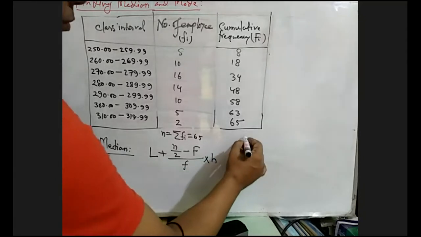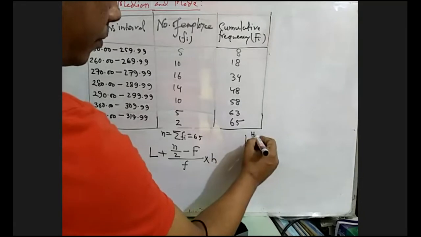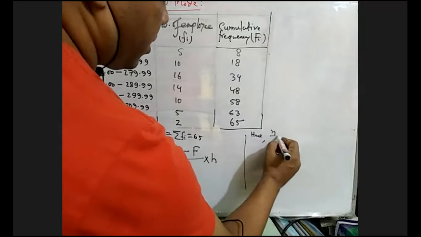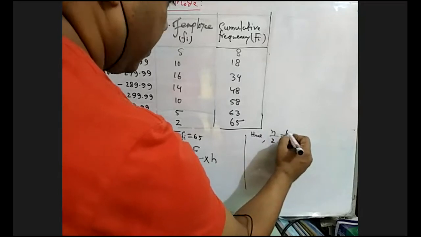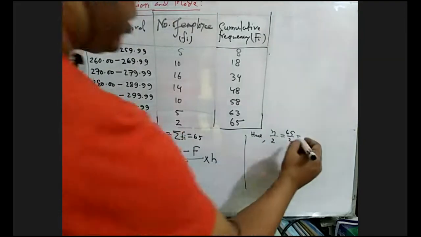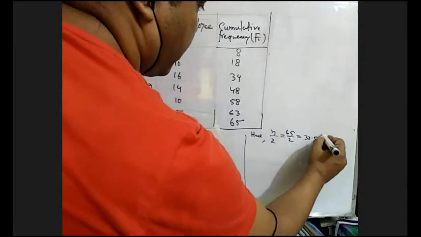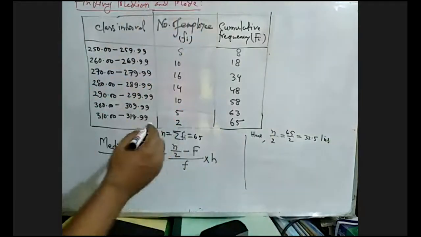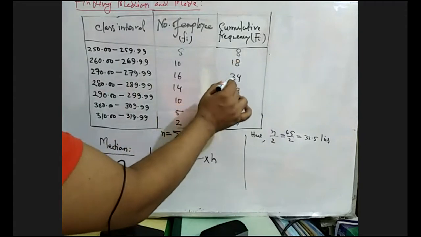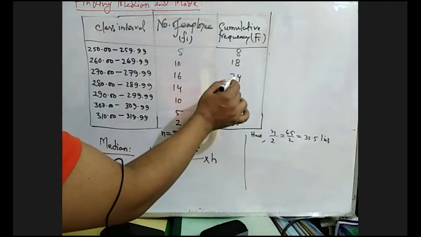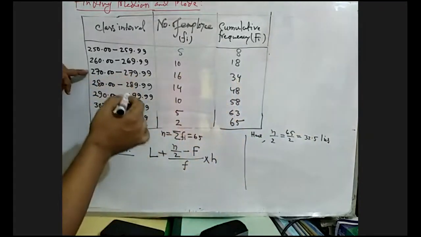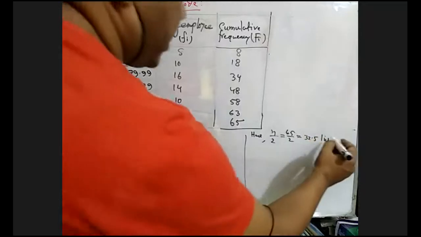Okay, here n by 2 equals to what? N by 2, 65 by 2 equals to what? 32.5. Which class does 32.5 lie in? In 18 there is no 32.5. So in 34, 32.5 exists. So it lies in which class?